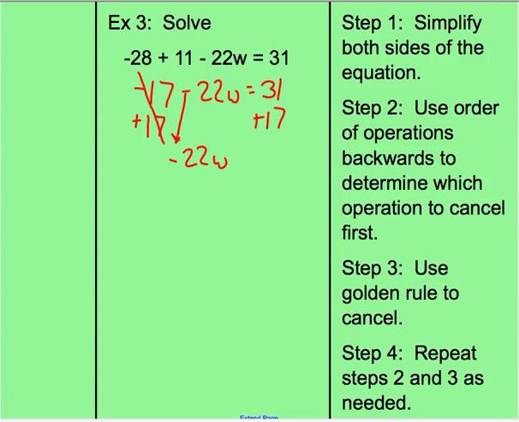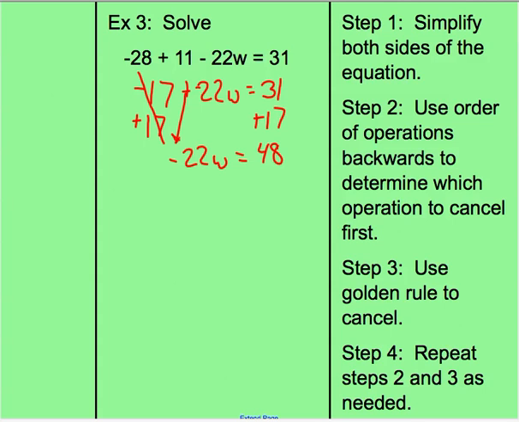And don't lose your negative sign. Lots of students drop it because they think it's a subtraction sign, which it is. But what's our subtracting rule? Add the opposite. So a subtraction sign doubles as a negative sign, so don't lose that symbol. On the right-hand side, 31 plus 17 gives me 48.